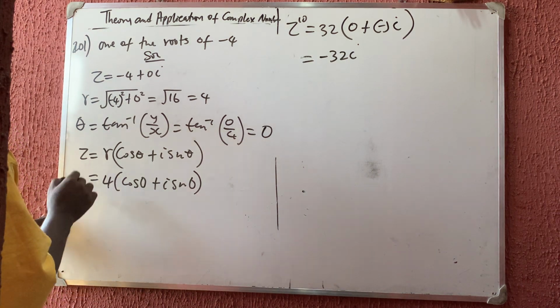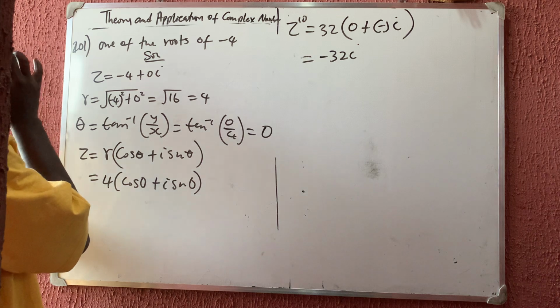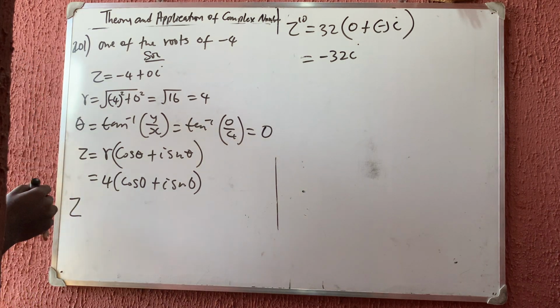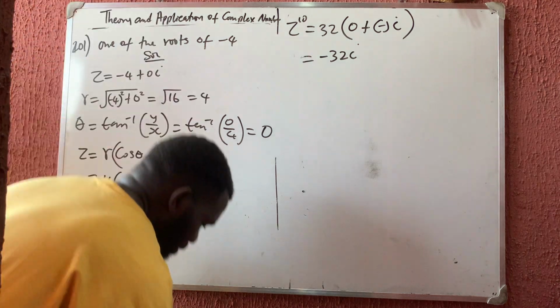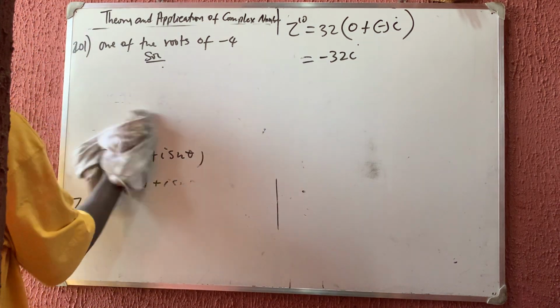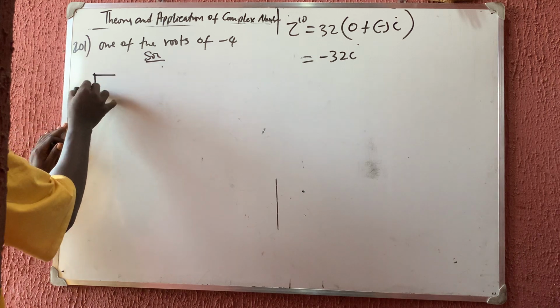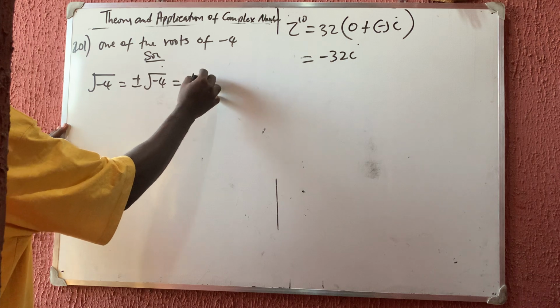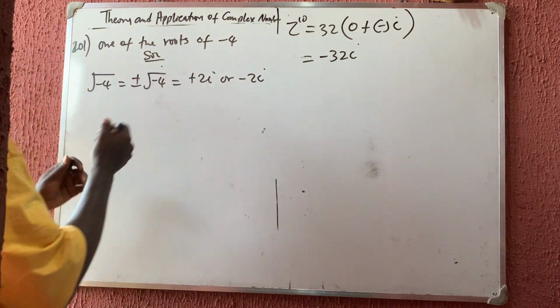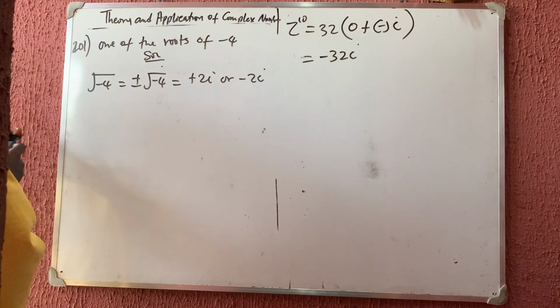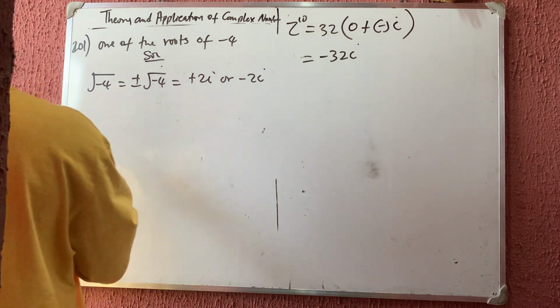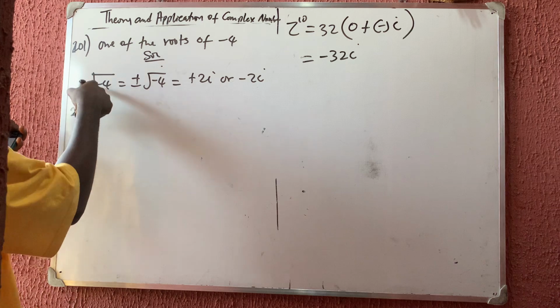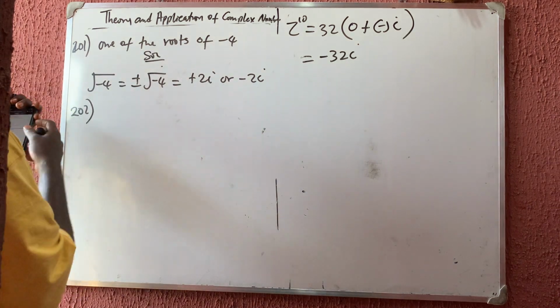Z raised to power, one of the roots. The root of minus 4 is simply plus or minus the square root of minus 4, which is equal to plus 2i or minus 2i. That's the root of that. No need to even go far. So they made a mistake, theirs is not correct. This is the root, so one of the roots is either this or this.